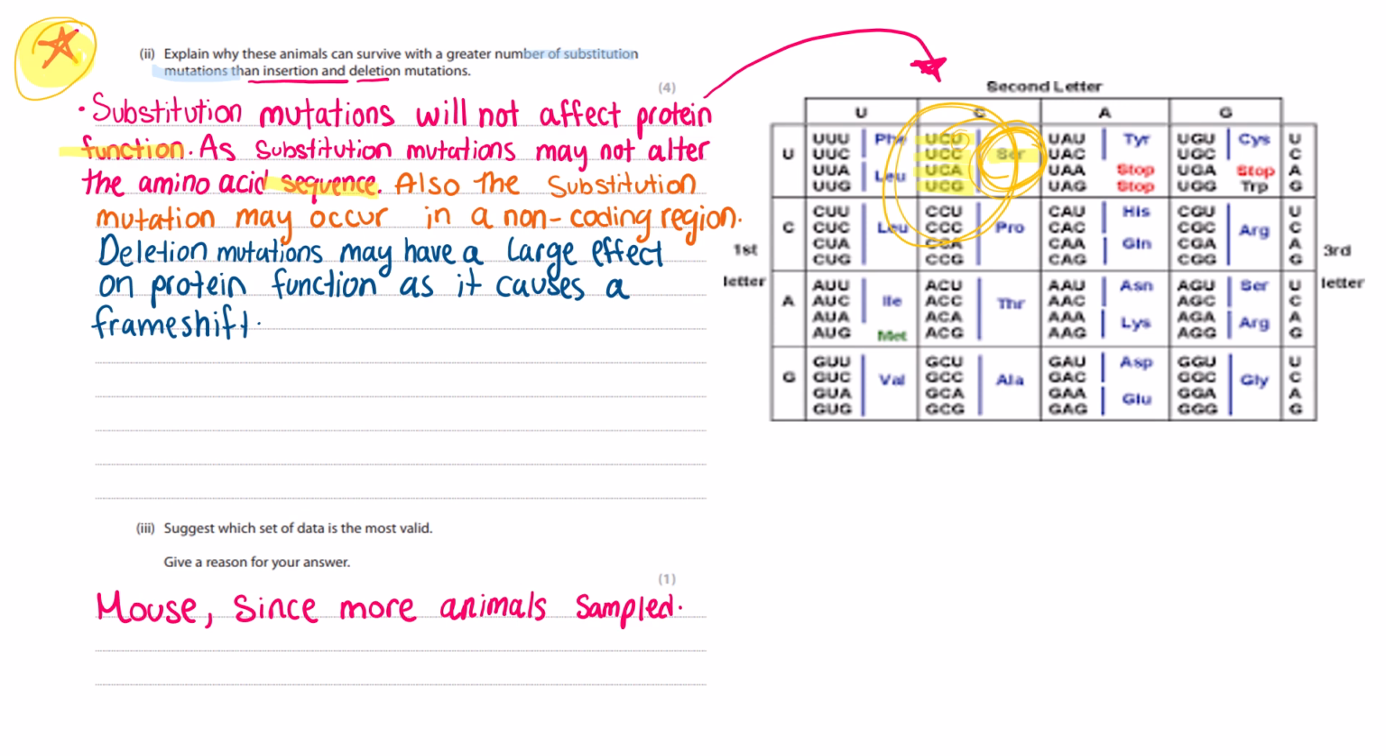Okay, suggest which set of data is most valid. Well, it's going to be the mouse, since with mice, you can sample a larger amount. Therefore, it's more valid.